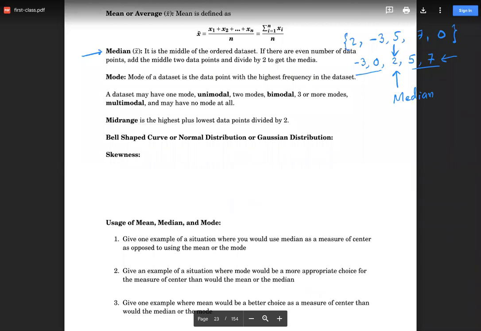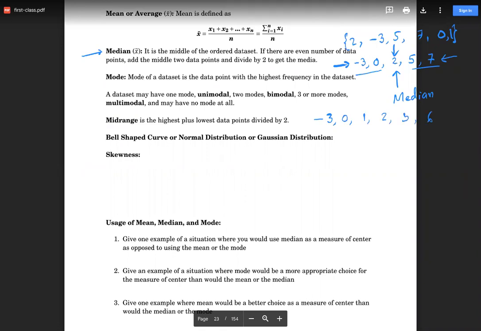You find the middle. Now, some of you might be thinking ahead and asking, what if I put an extra data point here? What if I have 6 of them? Let's say I add a 1 to the data set. Then how is my median going to change? Now my data points are -3, 0, 1, 2, 5, and 6.